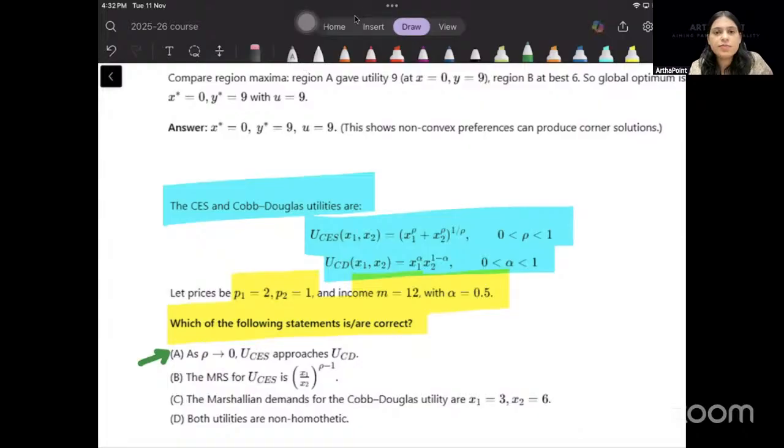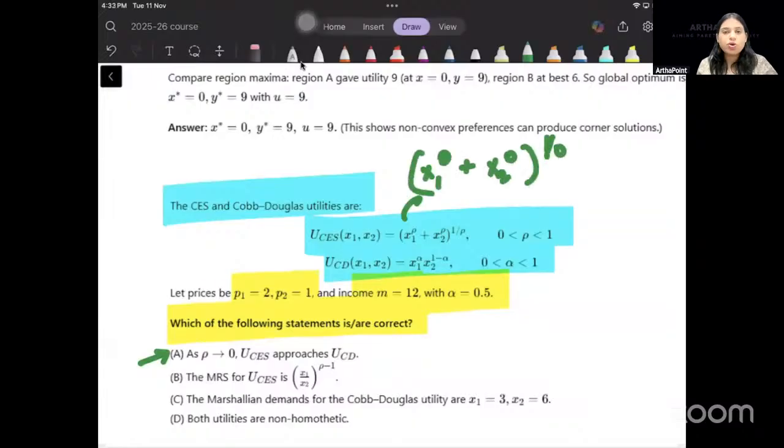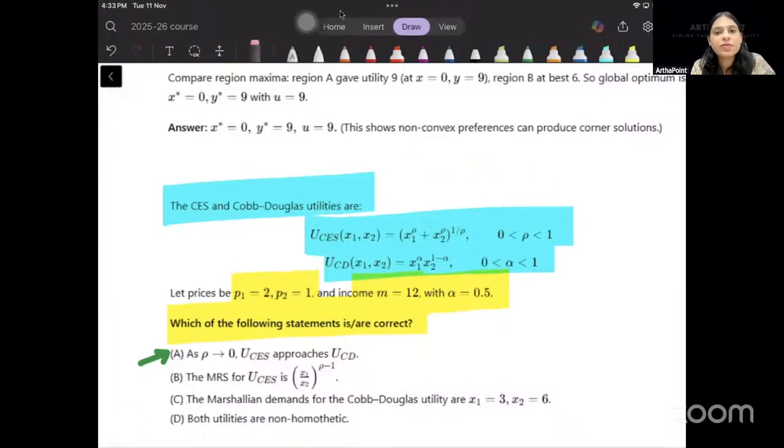Anyone? Is it true or false? False. Okay. Why? If you put 0 here, you cannot prove it. So how did you say true or false? How did you try proving it?